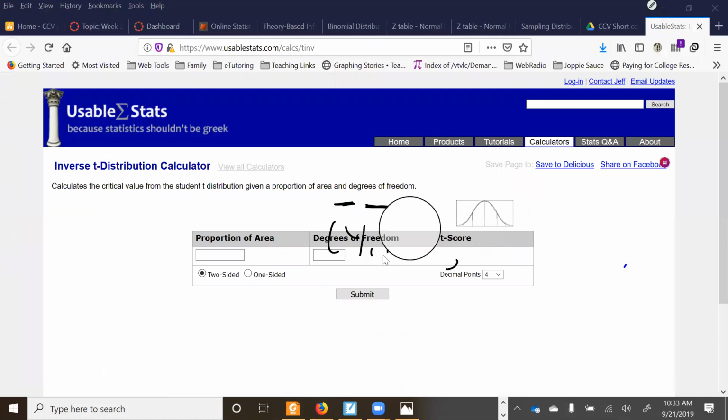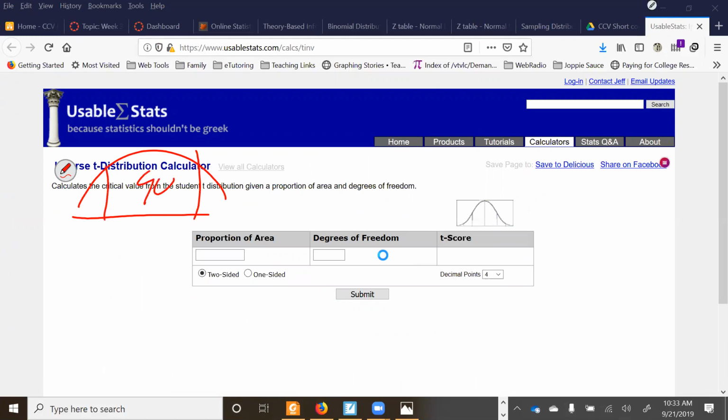So here's how this applet works. If we want a 90% confidence interval, that's 10% outside of it. That lower area is 0.05, and that upper area is 0.05. That adds up to 10%, right? If you look at some other textbooks, you're going to see T alpha divided by 2.